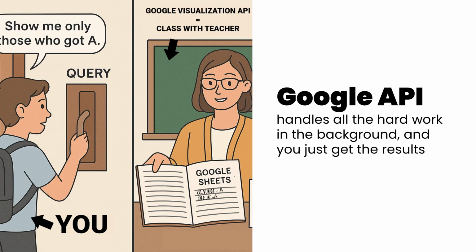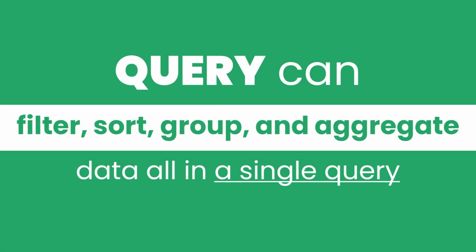You can think of the API as a handle you pull to access the server and retrieve the data you need. For example, imagine pulling the handle of a classroom door, where a teacher checks the gradebook and provides you with a list of students who got good grades. You don't need to flip through the entire gradebook manually. The teacher does it for you. Similarly, Google API handles all the hard work in the background, and you just get the results. Query can filter, sort, group, and aggregate data all in a single query.